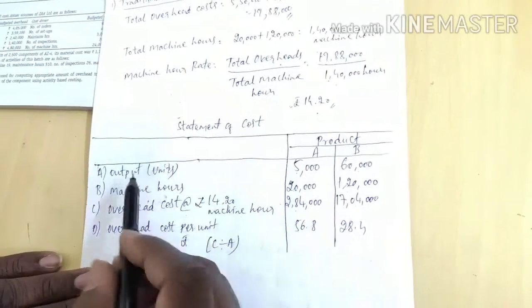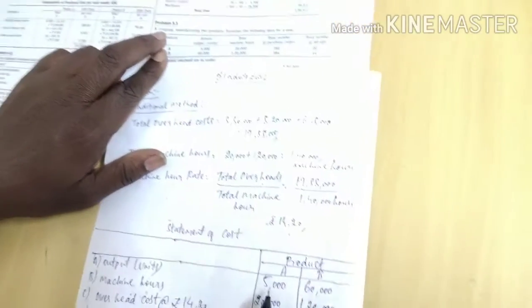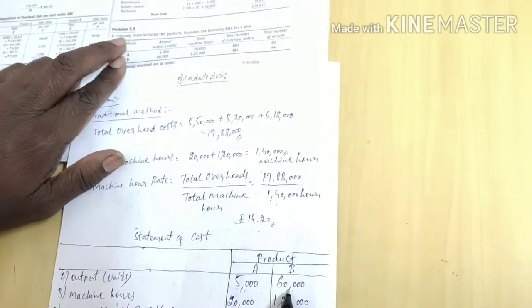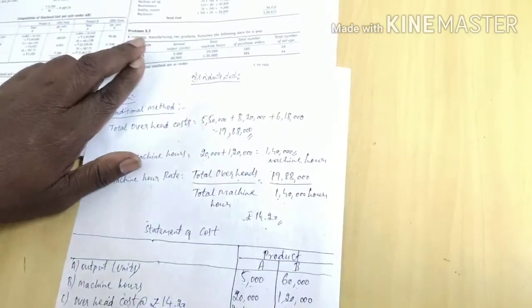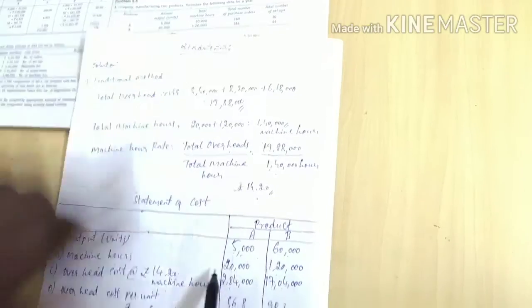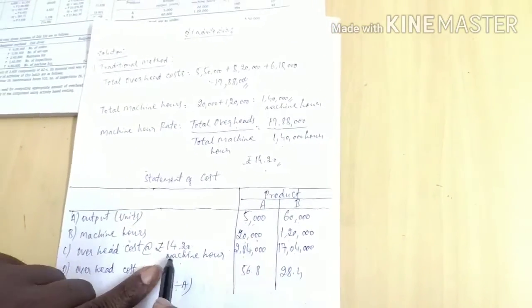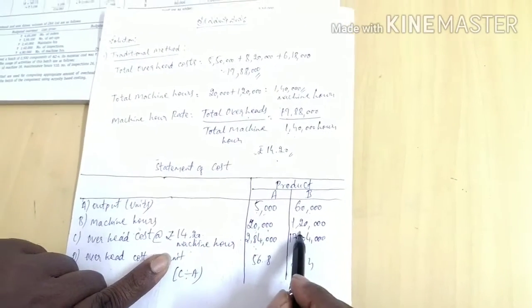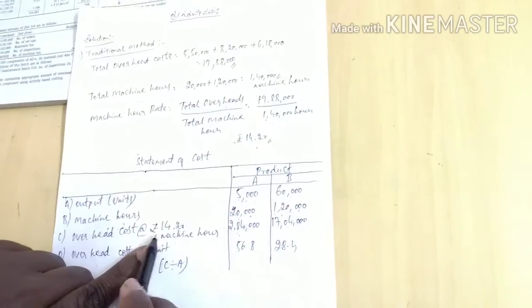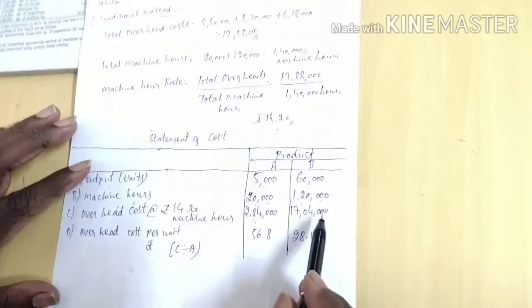Now we should do the statement of cost. As per the information given in the problem, the output units for product A is 5,000, for product B is 60,000. Now the overhead cost at rupees 14.20 per machine hour: the machine hours for product A are 20,000 into 14.20, I will get 2,84,000. For product B, 1,20,000 into 14.20, I will get 17,04,000.